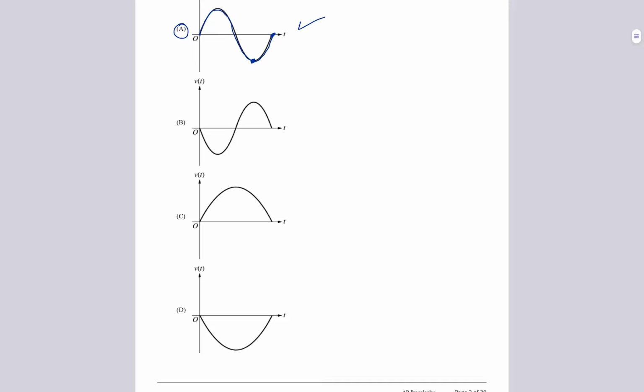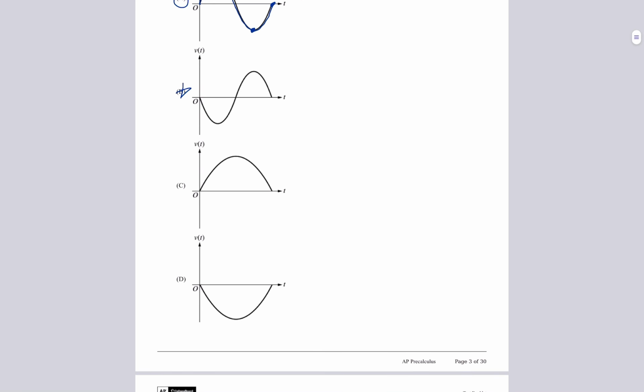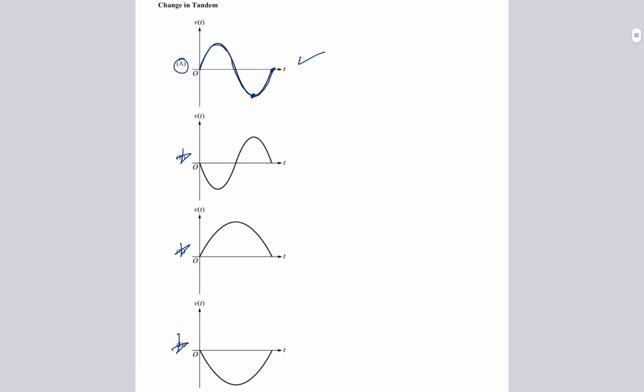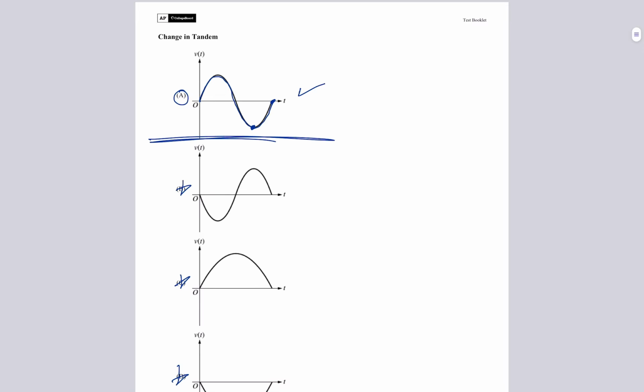Why isn't it option B? Because with B, it doesn't start with a negative velocity. The student's actually moving away from home, which is a positive velocity. It is not C because the student needs to go back home. And it is also not D because the student does start with a positive velocity. So the correct answer is in fact option A.